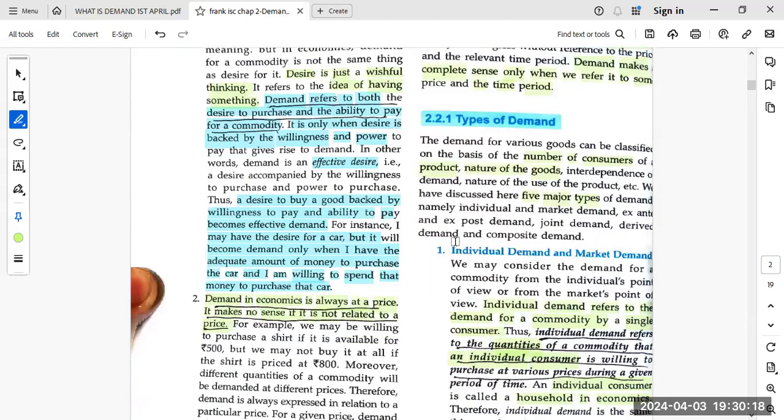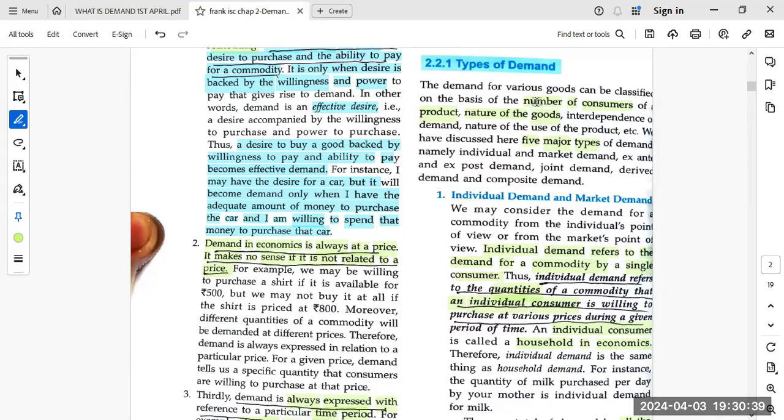Now coming to the next part, types of demand. The demand for various goods can be classified on the basis of number of consumers of a product, nature of goods, interdependence of demand, nature of the use of product, etc. So now, what are the 5 types of demand? All these heavy words, you will understand when I elaborate. So based on number of consumers, we have individual demand or market demand.